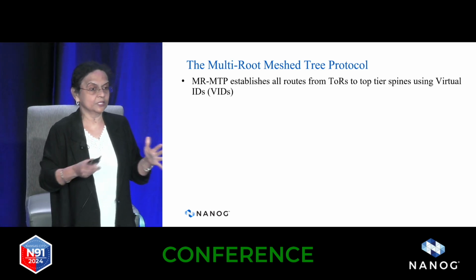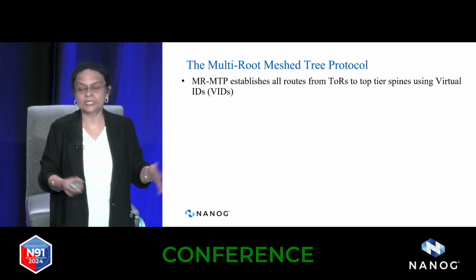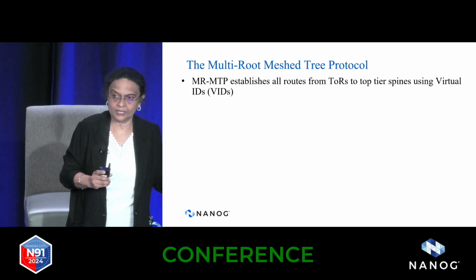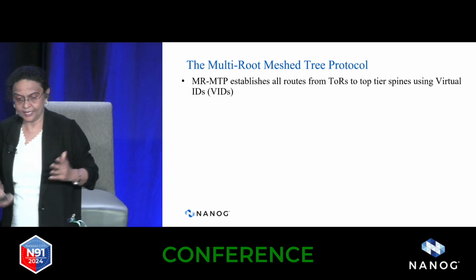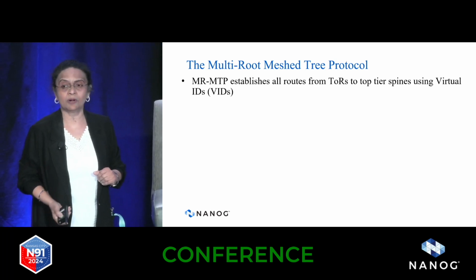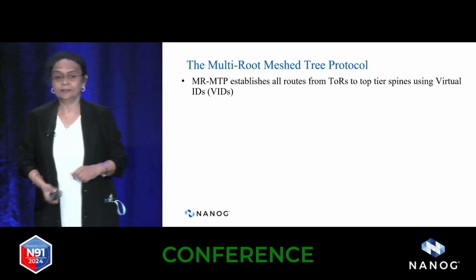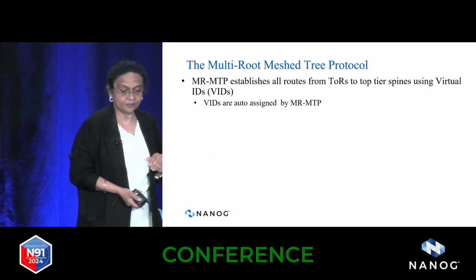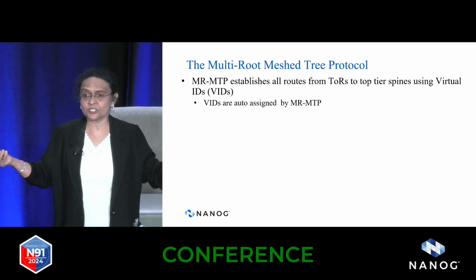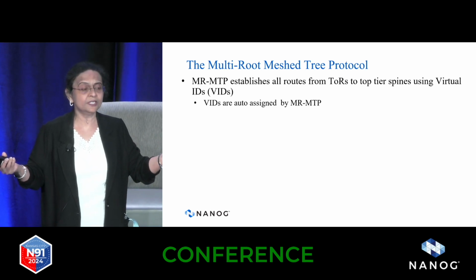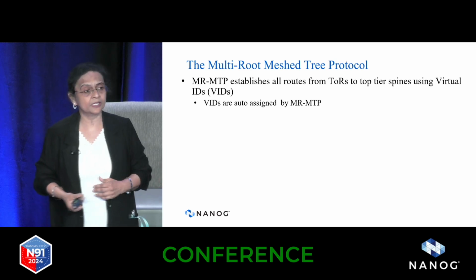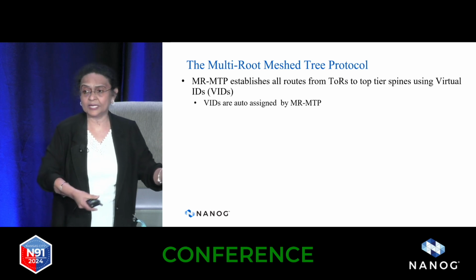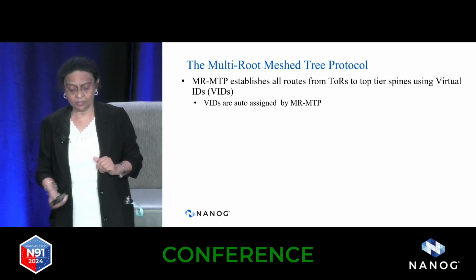How is it possible to simplify this operation rather than using IP addresses? Why do I need IP addresses for routers? That's the basic question that I ask. So we use what are called virtual IDs, and those virtual IDs are enough to set up the paths. Virtual IDs are auto-assigned. No configuration needed. You don't have to sit in front of an MR-MTP router and do all the configurations, because the VIDs which are used for routing are all auto-assigned.